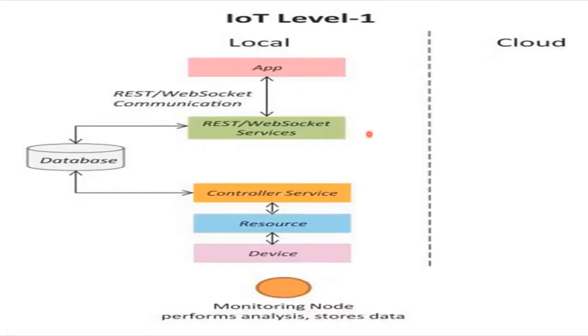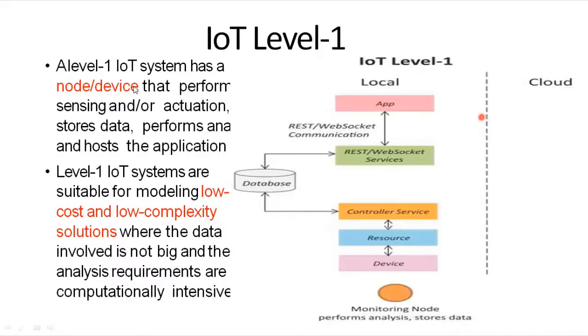In this case, the level 1 IoT system consists of devices, resources, controller service, as well as the REST and WebSocket service. That means you discussed each and every property, databases, and then applications are there. Everything exists in a local machine, not in a cloud. Why? Because it is small. The IoT level only has a particular node or device that performs sensing. This is called any device, Raspberry Pi or something else. For sensing the data and actuating, you will use a device.